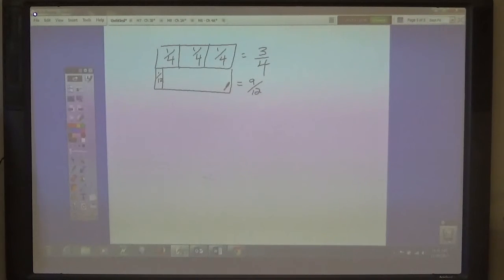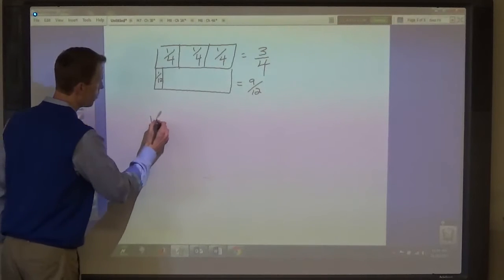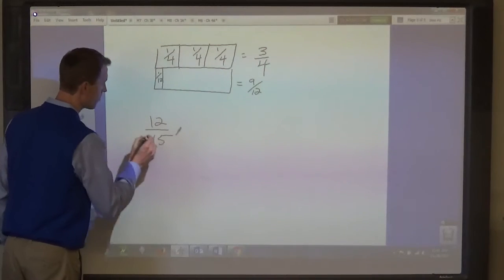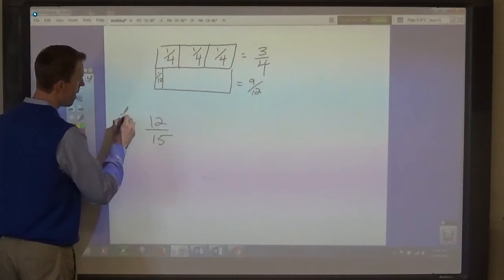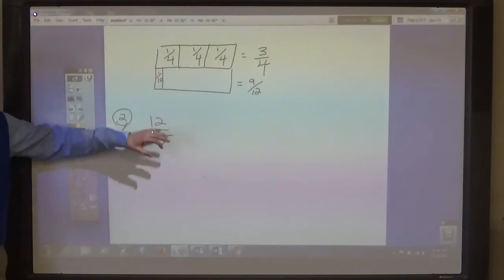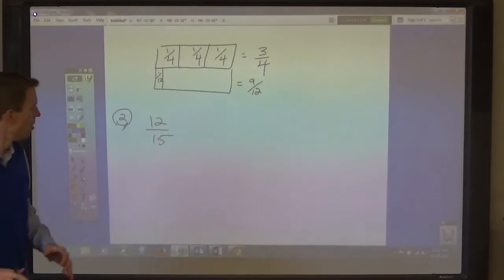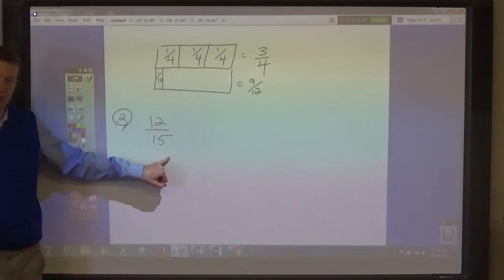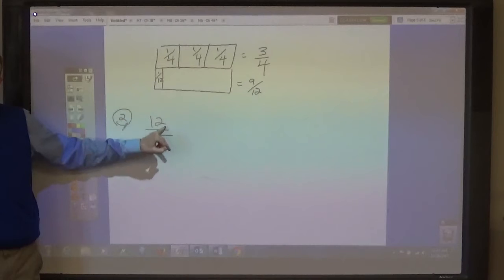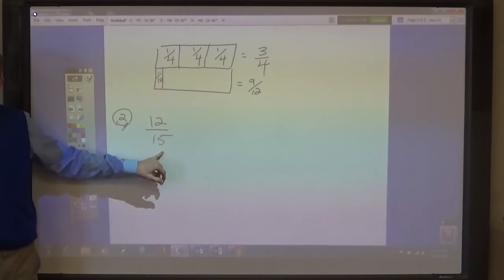Number 2. If we're starting with a fraction of 12/15ths, what common factor can we use to put pieces together? In other words, what can we divide these by to put them in groups? What can we divide both of these numbers by? 3.